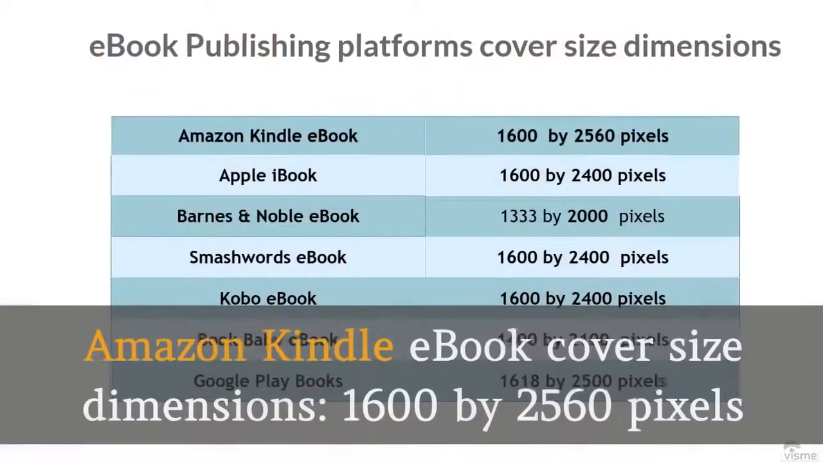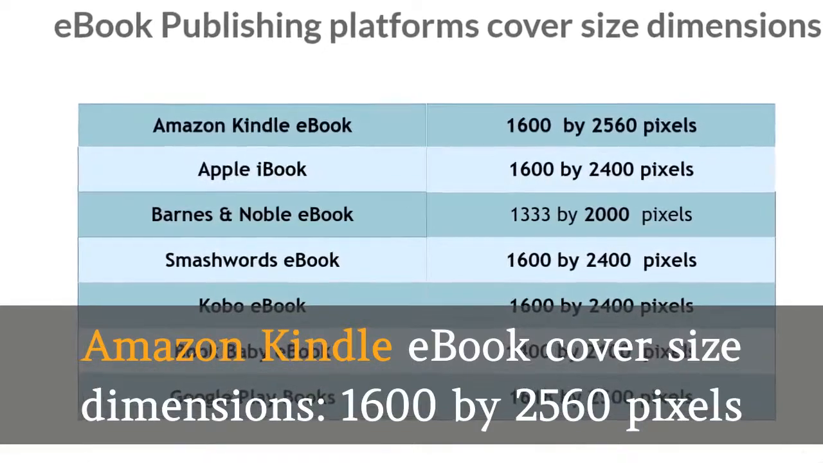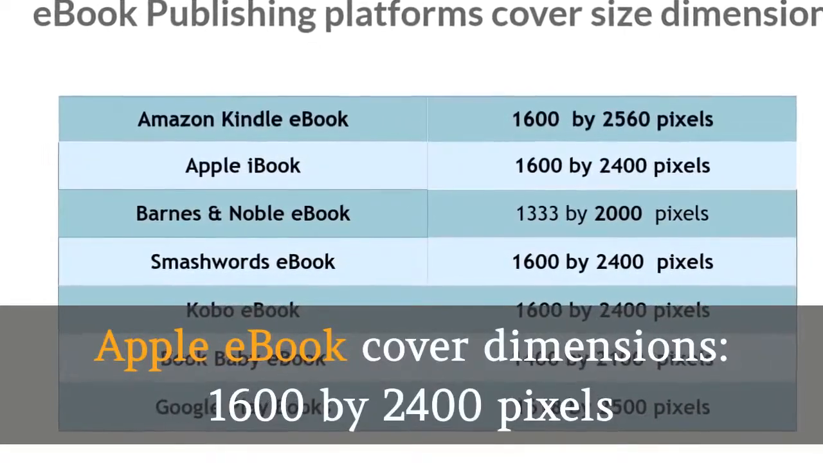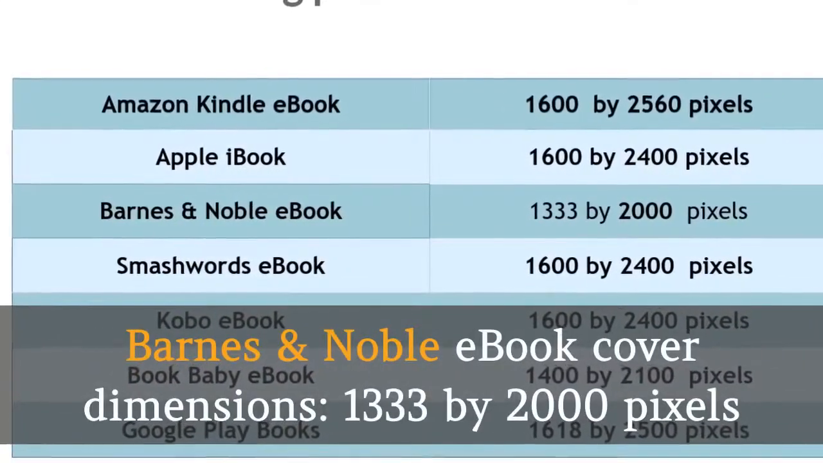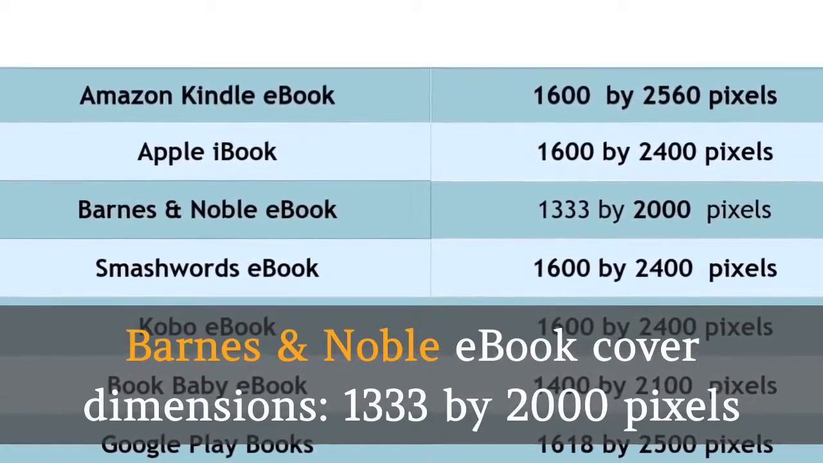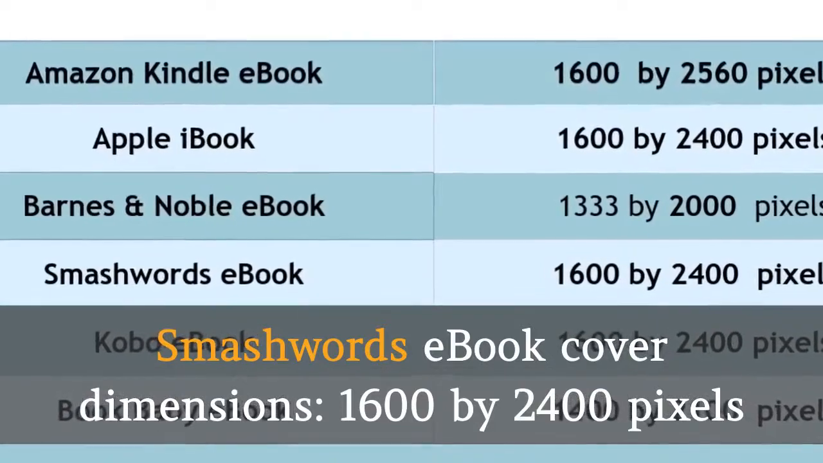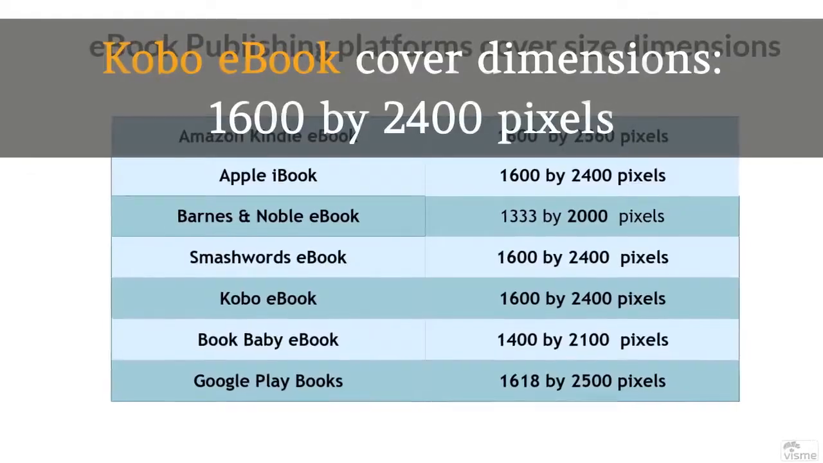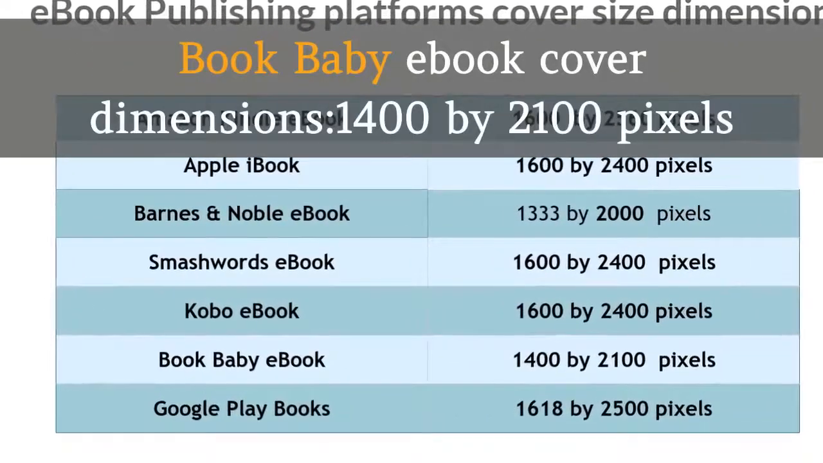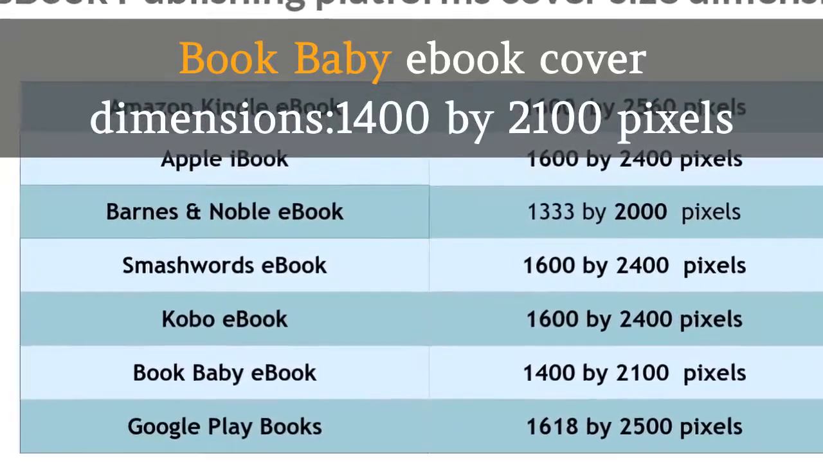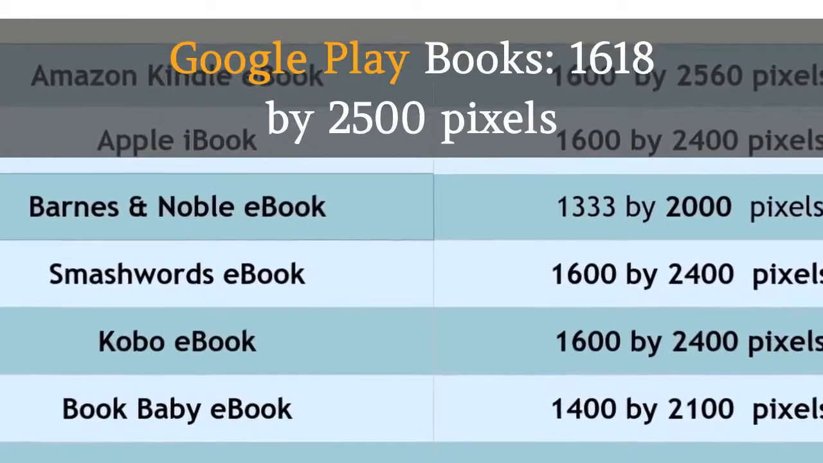that they recommend. Amazon Kindle ebook cover size dimensions: 1600 by 2560 pixels. Apple ebook cover dimensions: 1600 by 2400 pixels. Barnes & Noble ebook cover dimensions: 1333 by 2000 pixels. Smashwords ebook cover dimensions: 1600 by 2400 pixels. Kobo ebook cover dimensions: 1600 by 2400 pixels. BookBaby ebook cover dimensions: 1400 by 2100 pixels. Google Play Books: 1618 by 2500 pixels.